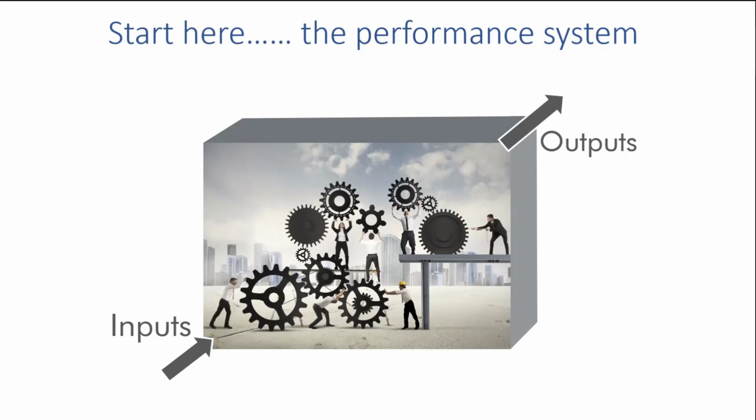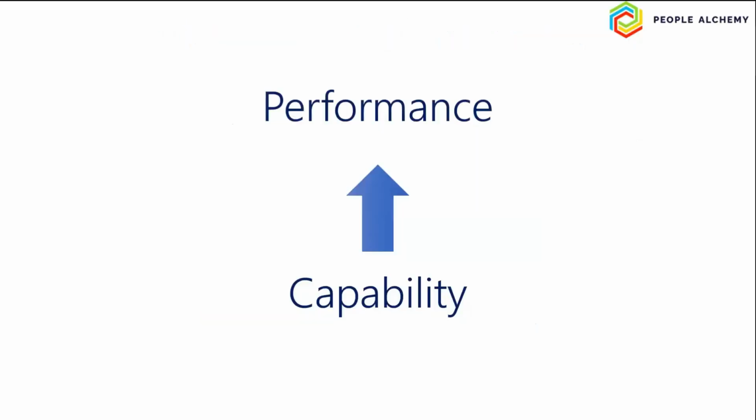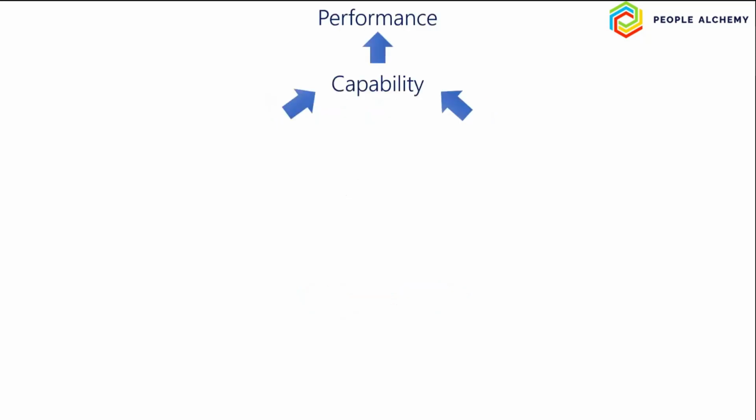And clearly if the outputs are not what you want, then there's either something wrong inside the box that can be improved, or the inputs are not so good. So let's start looking at this as a system and looking at the performance of that system. Fairly obviously, the performance created within the system is going to depend on the capability of the people within that box. And that capability has two different components that lead into it. And that's what we'll be looking at, how to look at that capability.